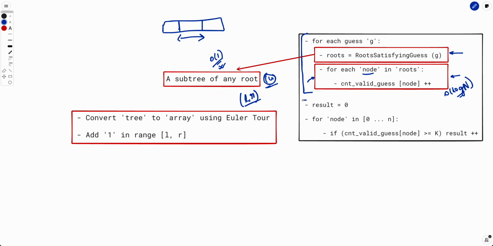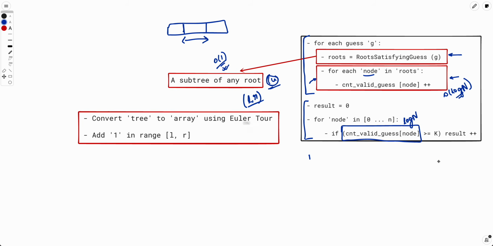And after that, we are iterating over all the nodes and finding out the count of guesses. This is also possible with a range query data structure, right? In log n time. So what we are doing here is again iterating over all the nodes, where each operation requires log n time. So this entire thing would now become n log n. So this will become g log n, this will become n log n, and the overall complexity would be g plus n log n, and that would pass, right?